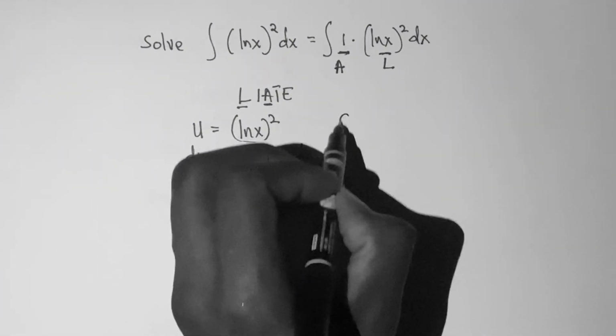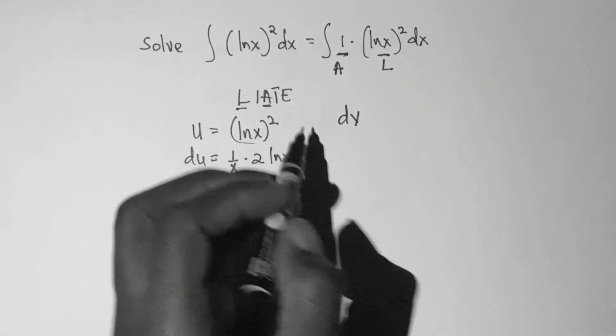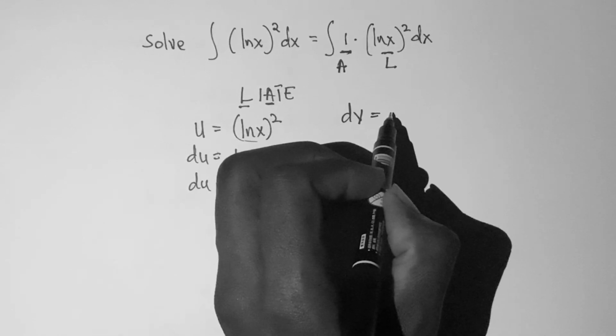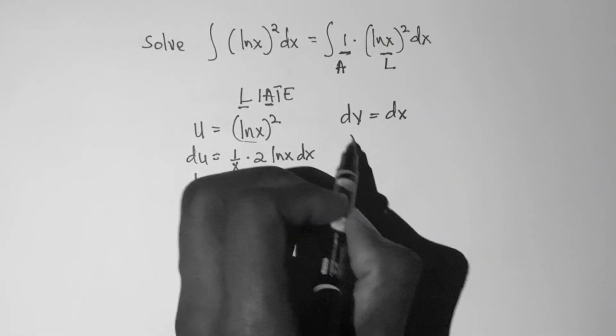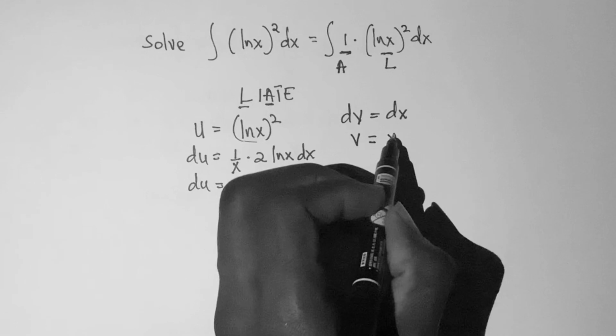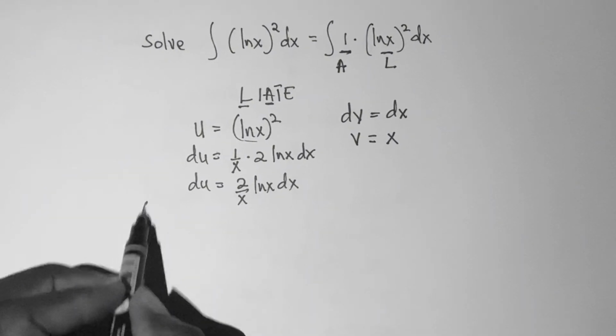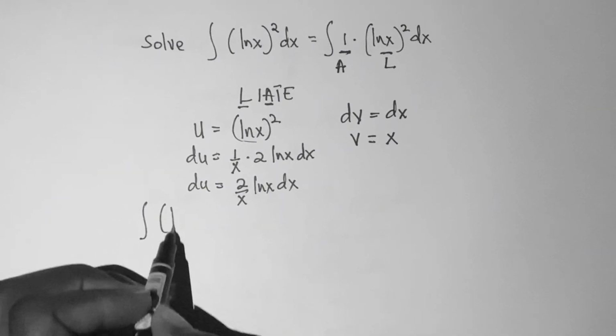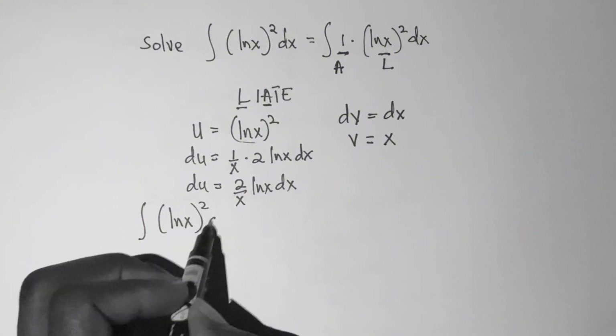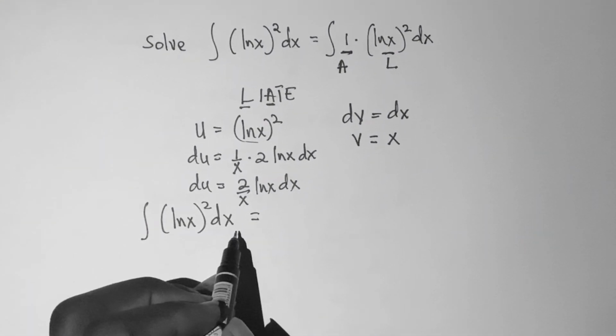Now, our dv is what is left. What is left is 1, so our dv is equal to 1 dx. So v in this case, if you integrate dx, you get x. Therefore, the integral of (natural log of x)² dx is equal to uv.